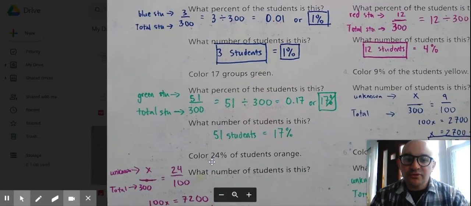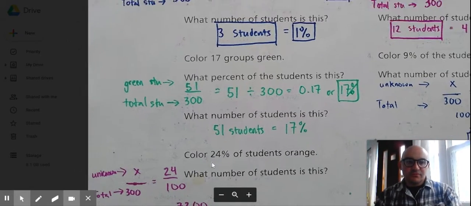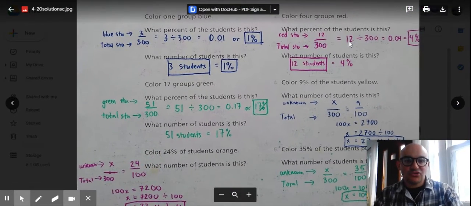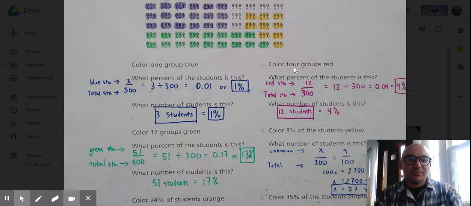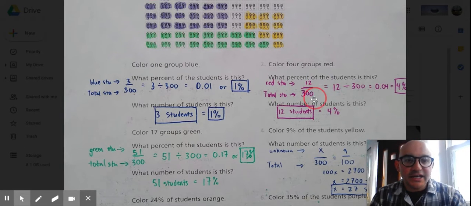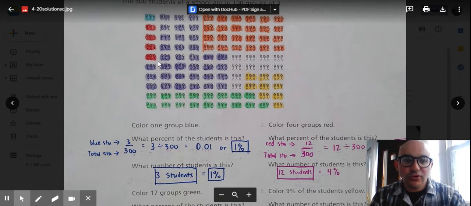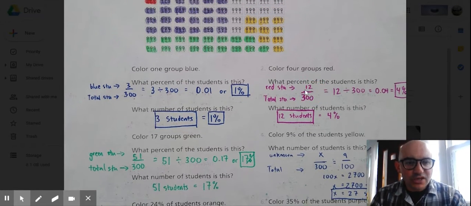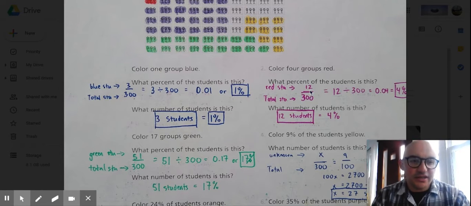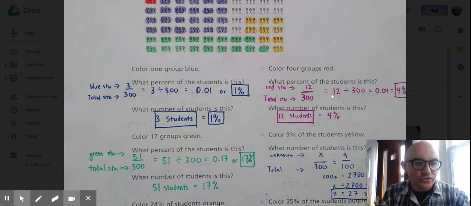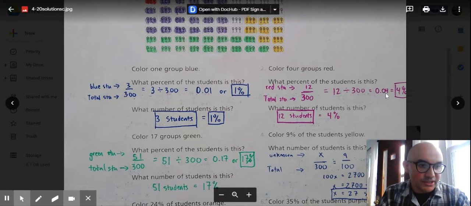Let me come down to number, well, I'm not sure if I'm doing these in the correct order. Let me actually come up here to this problem, color 4 groups red. So again, I color them red. You can see my 4 groups are red. 1, 2, 3, 4. Coming back down to the problem, the red students on top, total students on bottom. So 4 groups of 3 per group, that's 12 students. And I do 12 over 300, or 12 divided by 300, which equals 0.04, which is also known as 4%.